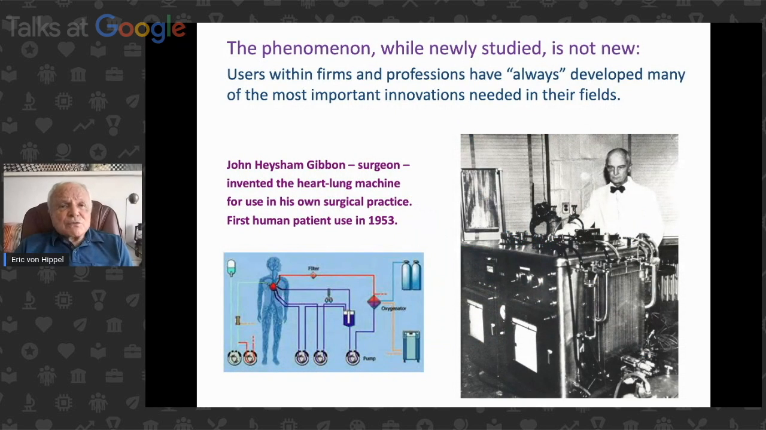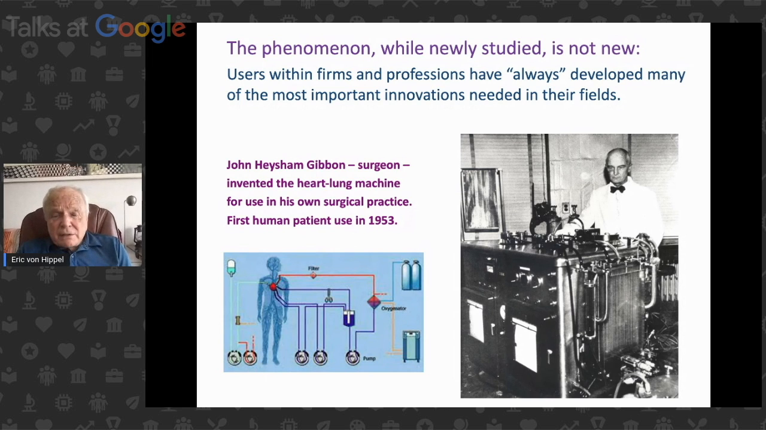So, this phenomenon of user innovation, while newly studied, is not new. Users within firms and professions have always developed many of the most important innovations they needed in their fields. So here's John Heysham Gibbon. You see him there on the right. He invented the heart-lung machine for use in his own surgical practice. You see at the bottom left there how it works. It takes blood from the heart and oxygenates it, cleans it, filters it, puts it back in around the heart. So it, in effect, operates as a heart and a lung machine when you are doing surgery on a patient's heart.